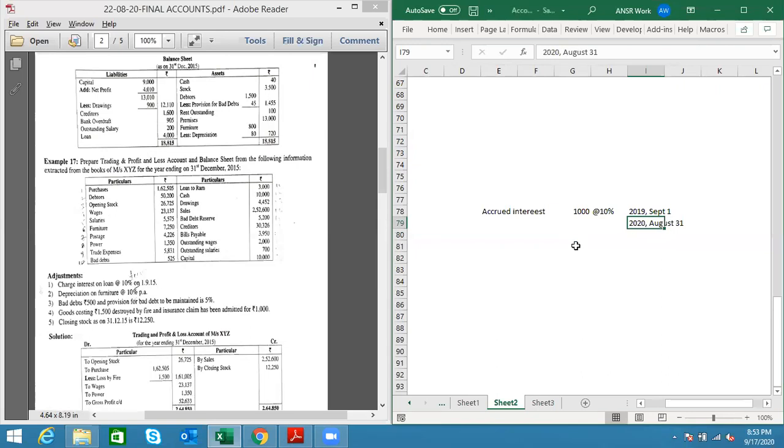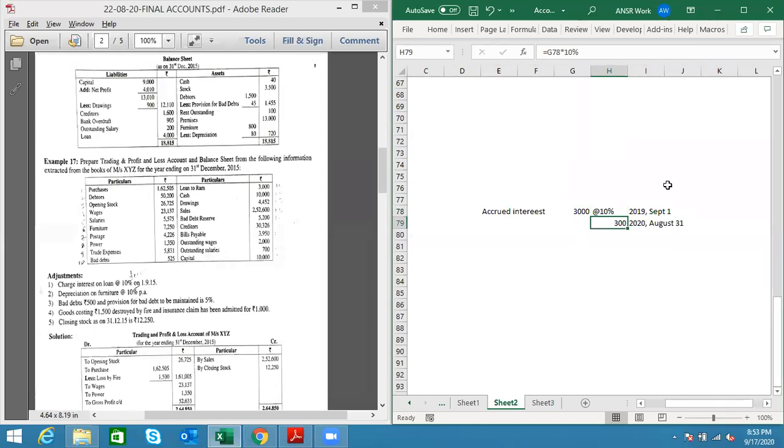So on that day, the interest amount will be 1,000 into 10%, which is 100 rupees, nothing other than that. Let me revise the loan amount a little bit. Suppose we give a loan amount of 3,000 instead of 1,000, just to be similar with the question that we have here. Now, let me bring in a concept like this.